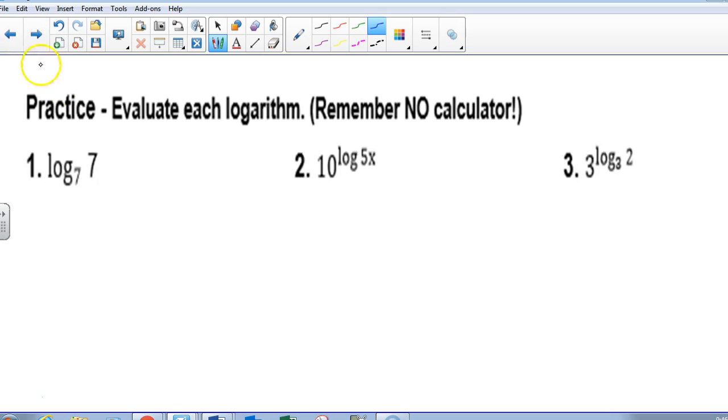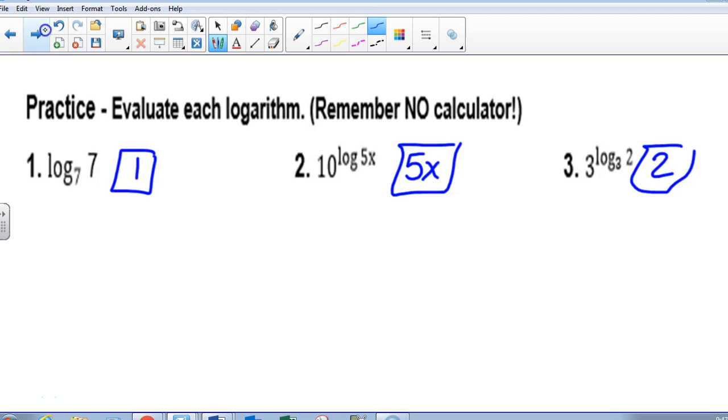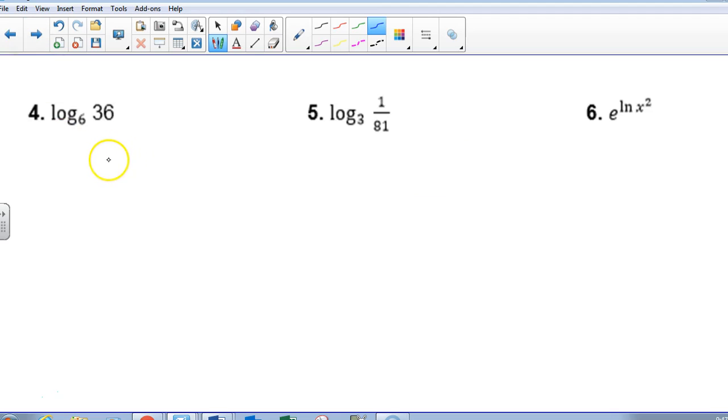All right, try some more of these. Log base 7 of 7 would just be 1, because it's 7 to what power equals 7. All right, what's this one? It is 5x. It's kind of a weird answer, but... And this one? Just 2. This is not seeming like such a hard quiz, is it?